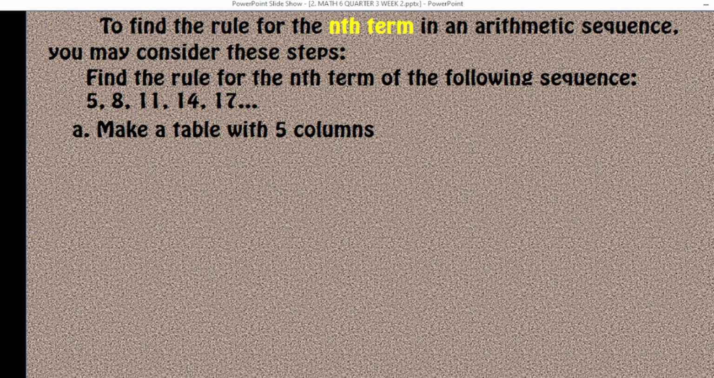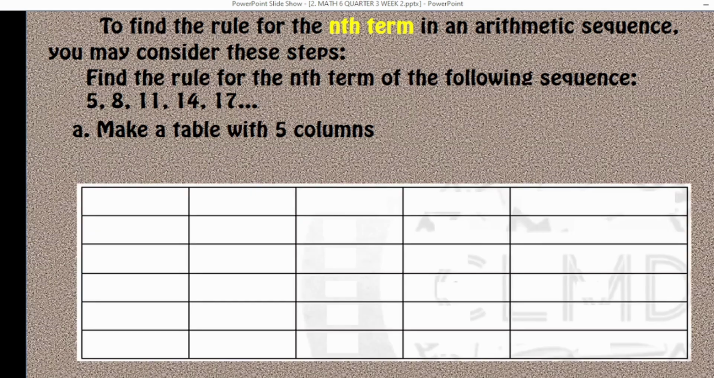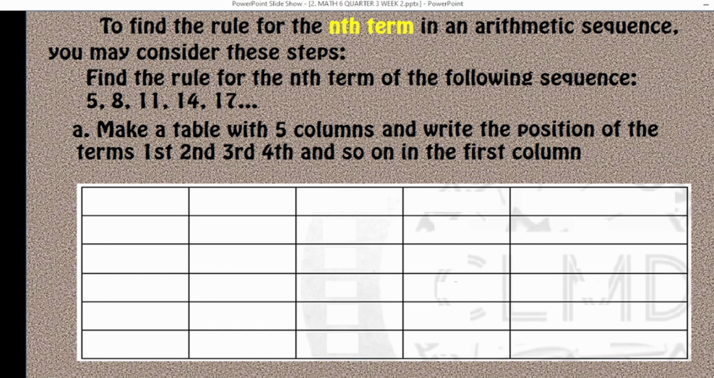So, letter A, make a table with 5 columns. So, ayan mga bata, gagawa tayo ng isang table na may 5 columns. Write the position of the terms first, second, third, fourth, and so on in the first column. Kung mapapansin ninyo, hindi na natin sinulat yung first, second, third, and so on kasi gagamitin natin yung mga number na yun mamaya sa pagkukompute para hindi kayo malito. At dahil 5 ang given dyan sa arithmetic sequence, 5 rin ang number na nilagay natin sa first column.